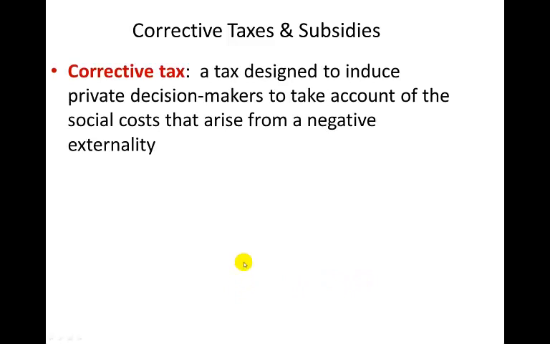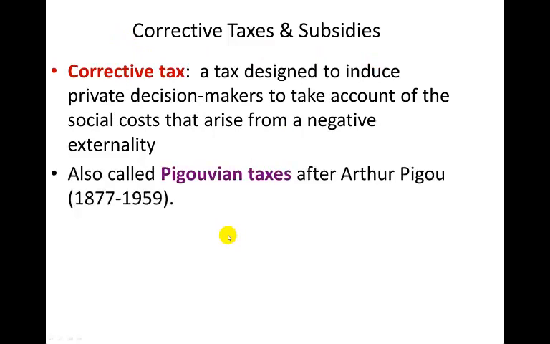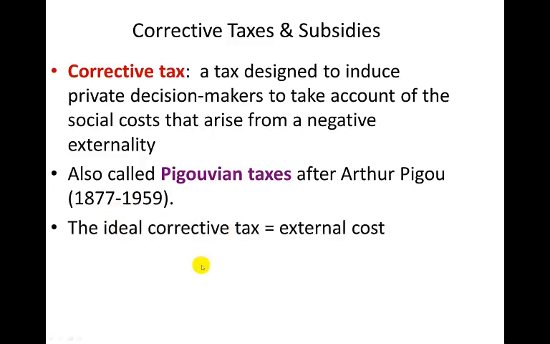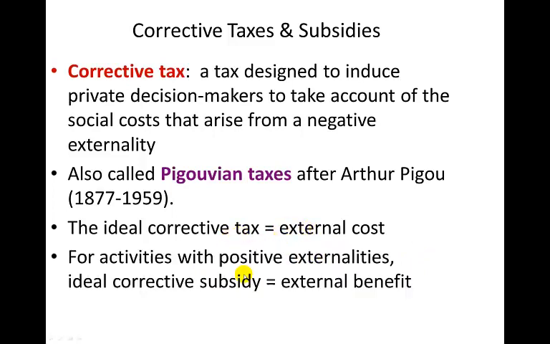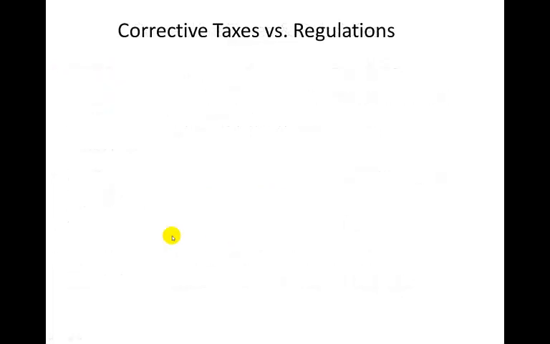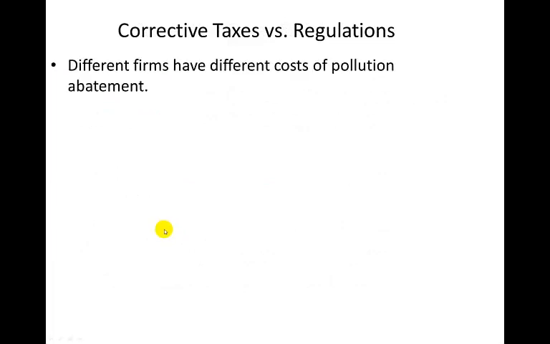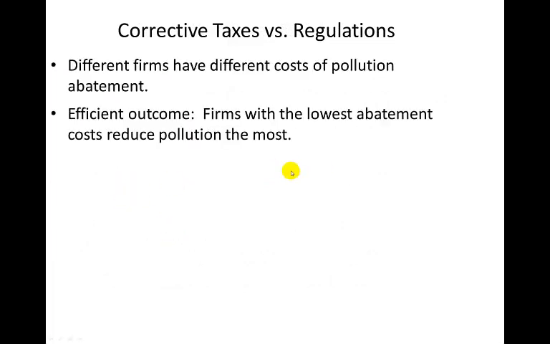Okay, so a little bit more in depth into these corrective taxes and subsidies. These are called Pigouvian taxes after a guy named Arthur Pigou. What you do is you set the tax equal to the external cost. And if you have activities with positive externalities, then you set the subsidy equal to the external benefit. If you do that, then you just let the market go, and the market will arrive at the efficient outcome. So why are these better than regulations?